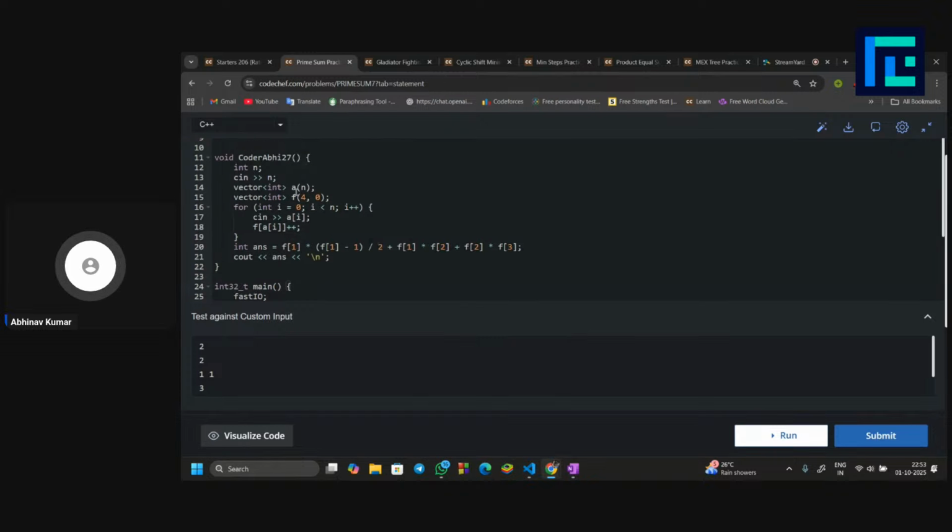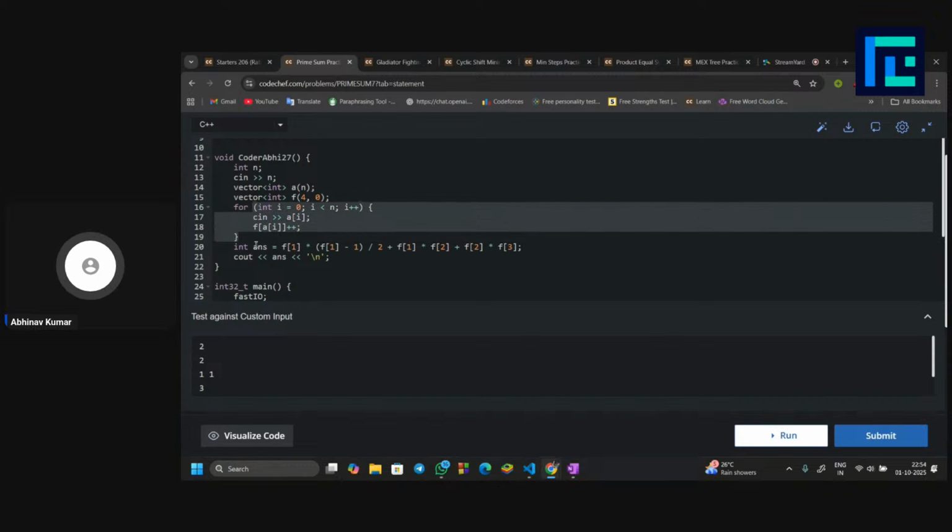So what I did here is I take this frequency vector of size 4 so that I have indices 0, 1, 2 and 3. So then I take the input and do f of ai plus plus. This way in f of 1 I'll get the frequency of 1, in f of 2 I'll get the frequency of 2, in f of 3 I'll get the frequency of 3.